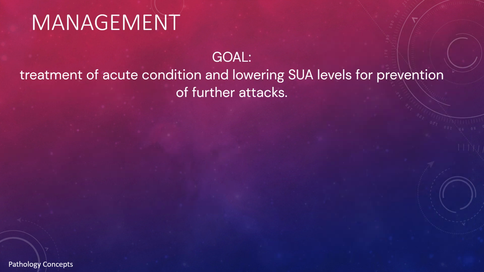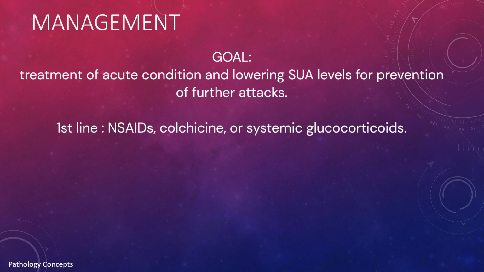Now let's learn about management of gout. The management goals include treatment of the acute condition and lowering the serum uric acid level for prevention of further attacks. The management of acute flares aims at decreasing the inflammation and the pain. The physician should start treatment within the first 24 hours of onset to reduce severity and duration of the flare-up.